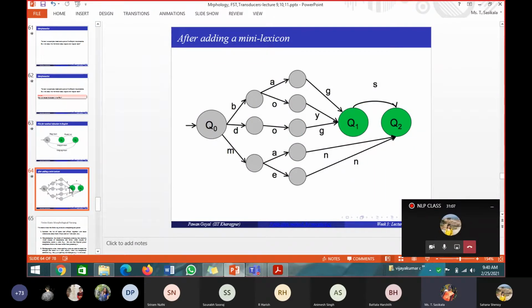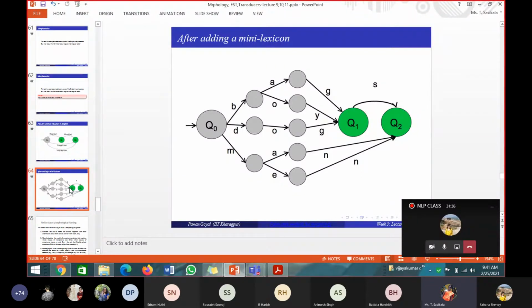Given the figure, we can recognize the words. Can we recognize the word boys easily in this finite state automaton? Yes, how to recognize? We can trace it from Q0, it will go to B, from B it will go to O, from O it will go to Y, from Y it will go to Q1, from Q1 it will go to S, then it reaches Q2.